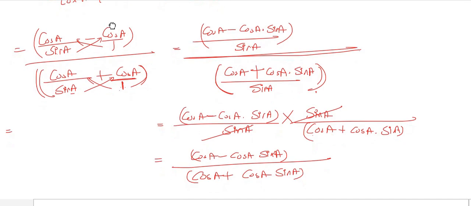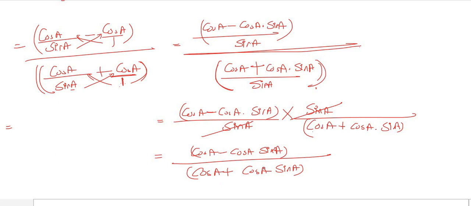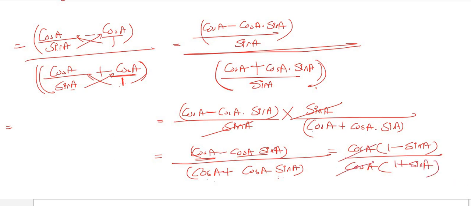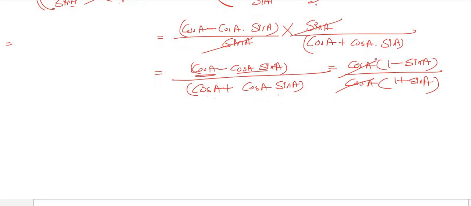If you watch carefully, I feel something is common here. I think cos A is common here, so what is left here is 1 minus sin A. And here what is common in these two is again cos A, so it will be 1 plus sin A. Cos and cos cancel clearly. Correct? Cos A and cos A. So what is left over is 1 minus sin A by 1 plus sin A.